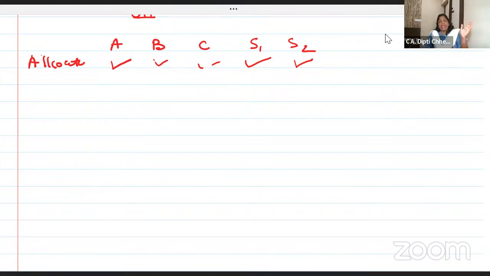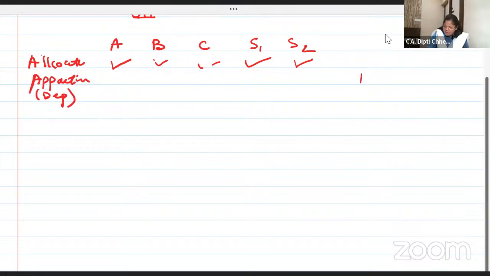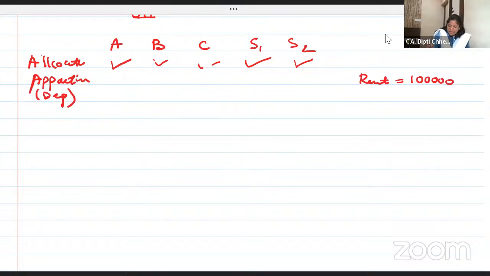So allocation, A, B, C, and S1, S2, we have allocated directly. Second thing we learned in the overhead chapter is apportionment, and the same thing you learn in departmental accounts. Now, if there's a common expense like rent, I have paid 1 lakh for my whole factory and service area. Then according to the square feet, can I apportion the rent? Apportion is, there is 1 cake and 5 of us are there. 1/5 कर लो, एक खा लो. दीप्ति मैम भी लेंगे, आप 4 को ही देंगे, ऐसा नहीं है. Are you all with me? Right. No problem.